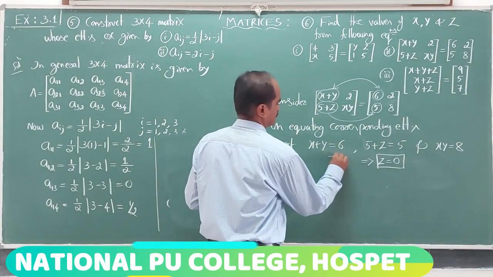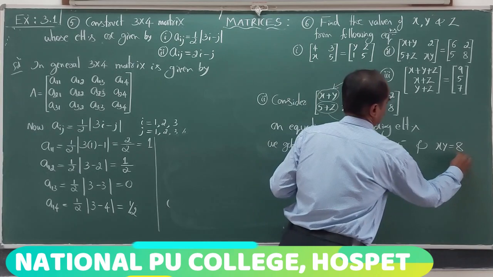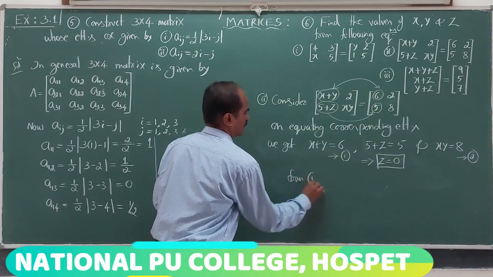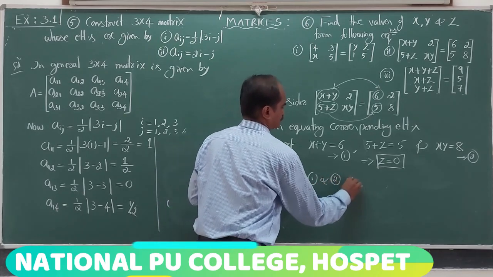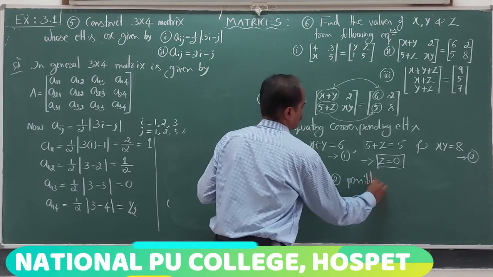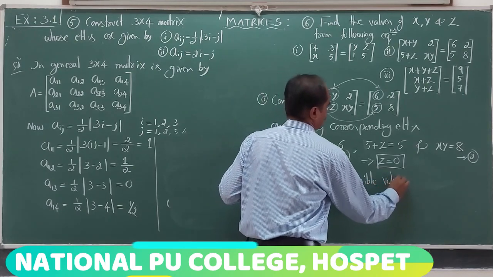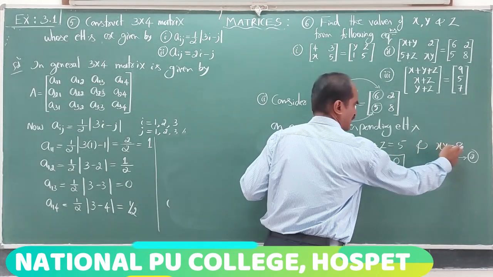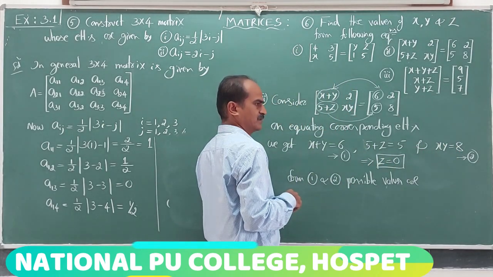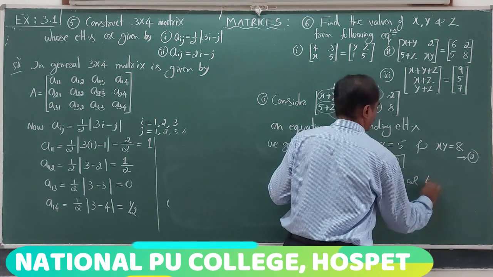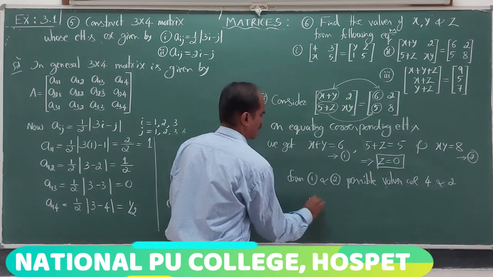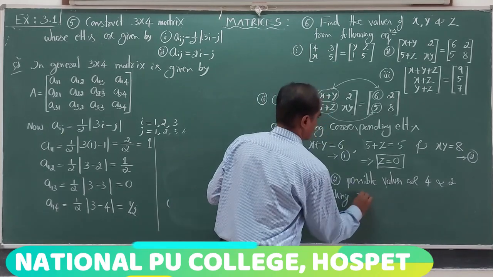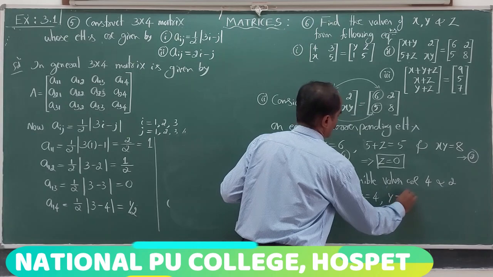Now we are left with equations 1 and 2. From 1 and 2, possible values are: on adding, the sum must be 6, and multiplying, the product must be 8. Yes, what are those numbers? I can write 4 and 2. So therefore, taking x equal to 4, y equal to 2.